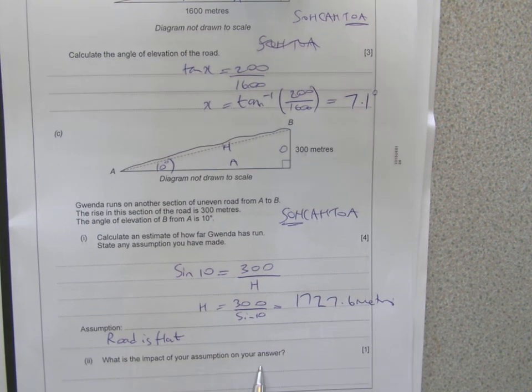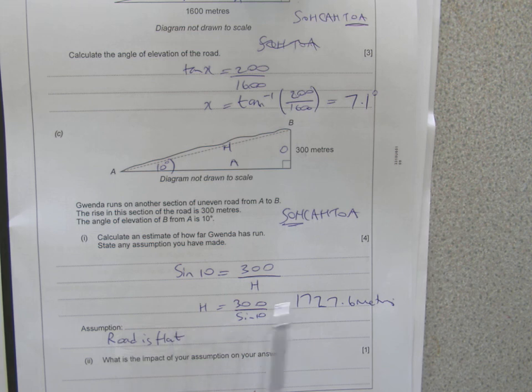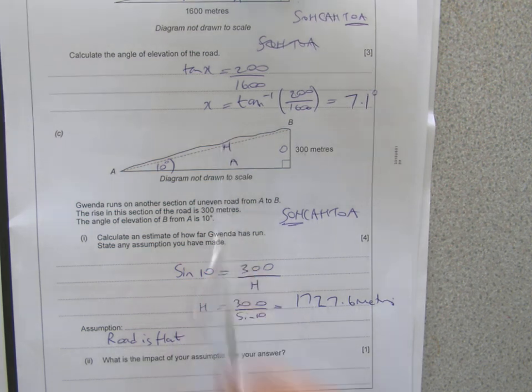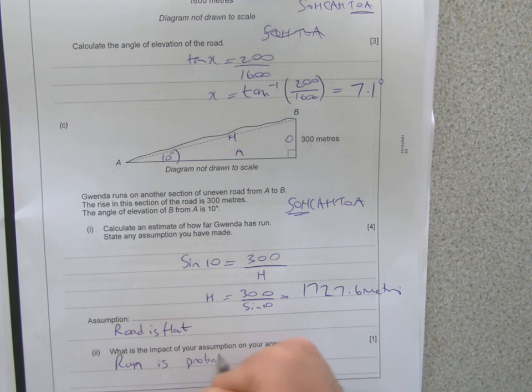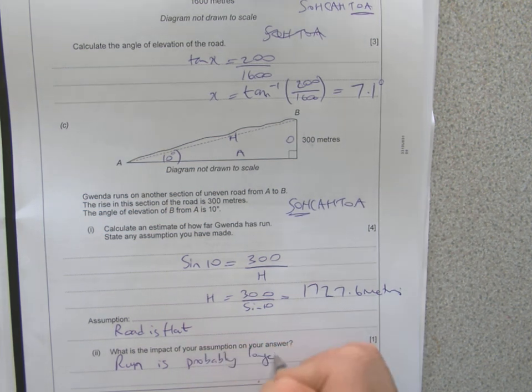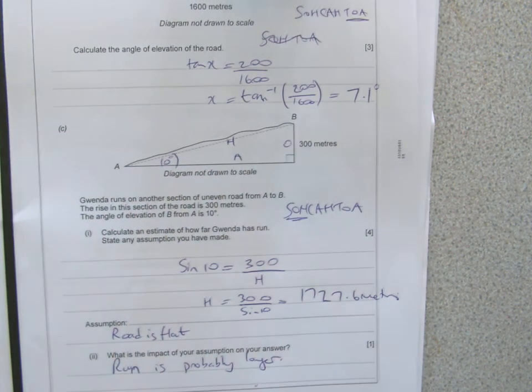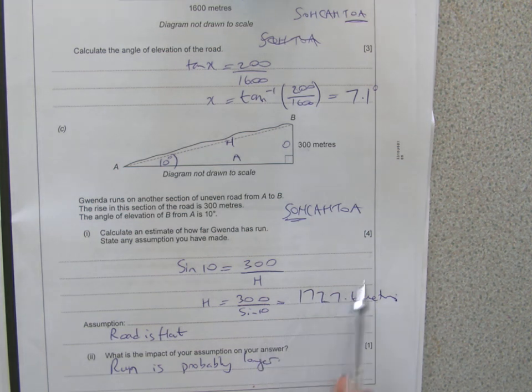What is the impact of your assumption on your answer? Well, actually, this answer here is probably a bit shorter than what the run actually is. So you could say, look, the run is probably longer. Okay, so the run is probably longer, because the road is actually uneven, which means slightly longer than the flat straight line that we've got here.